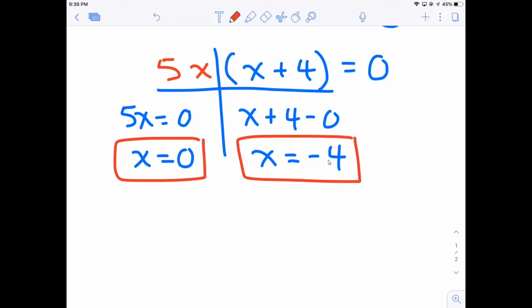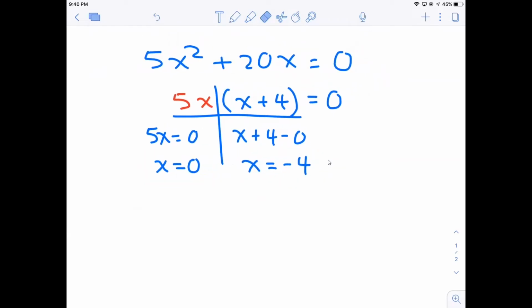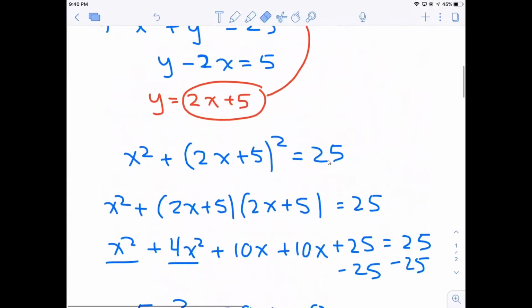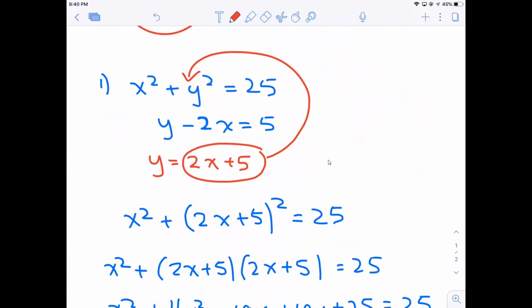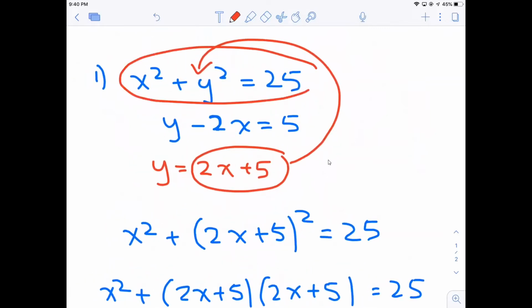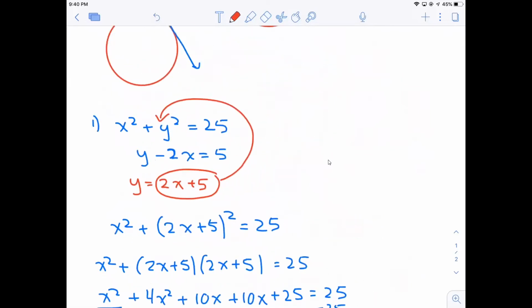But wait, don't box in those answers because we aren't done. We said the solution to a system is the xy ordered pair. So once we have x equals 0 and x equals negative 4, we have to find the corresponding y values with those x values. Of course, I will not use this equation. That will be more complicated, and it actually gives us additional solutions which aren't really solutions. Use the linear equation, y equals 2x plus 5, or y minus 2x equals 5, to get the y values.